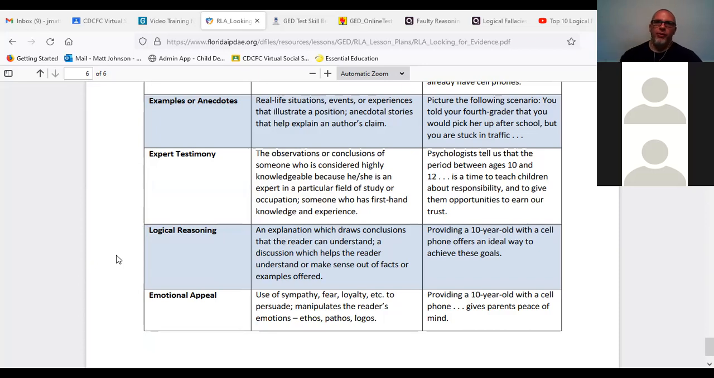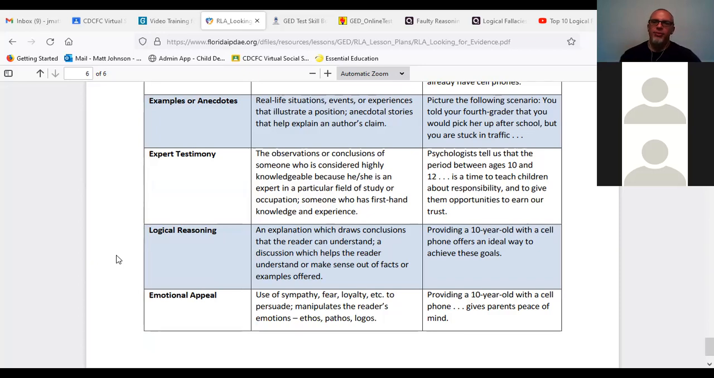And that's what we'll deal with for the rest of the class. So their example there, right? Providing a 10-year-old with a cell phone offers an ideal way to achieve these goals. So, talking about earlier independence, safety, things like that.